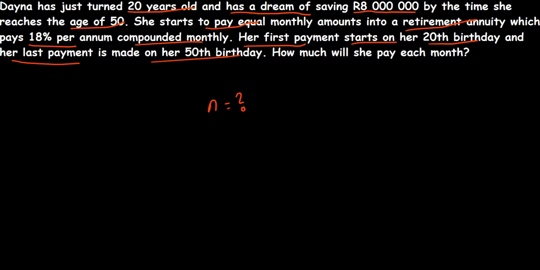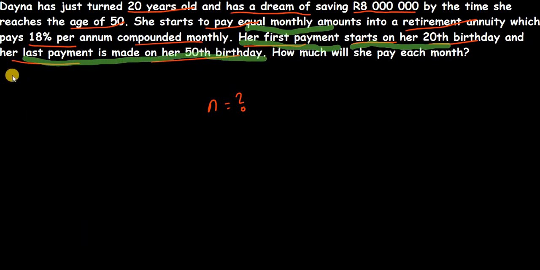Let's understand that they said Dinah, she just turned 20 years old. She has a dream of saving 8 million by the time she reaches 50. Ne? She starts to pay equal monthly amounts into a retirement annuity, which pays 18% per annum. Her first payment starts on her 20th birthday and last payment is made on her 50th birthday.